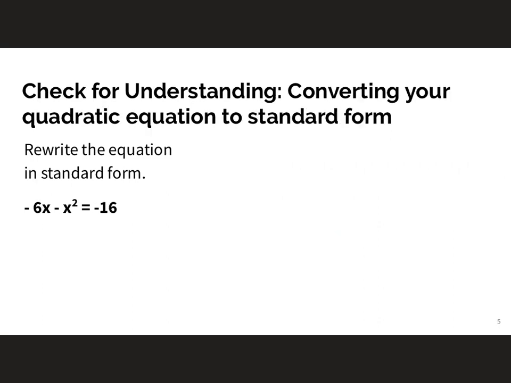So take a minute to try this out on your own, right? Remember, the key things for standard form is, one, your x squared term comes first, and then the other terms should follow. And also, your equation equals 0. Okay, so take a minute, pause the video here, and try this out on your own.